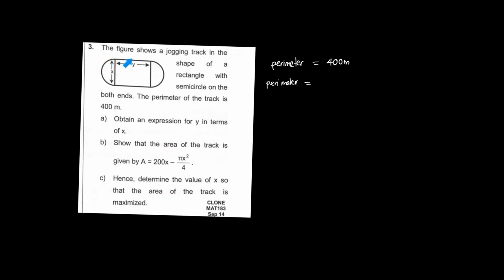We need to add this section right here, which is your y. So you have got another y right here, means that you already have 2y. So 2y. And then we need to plus with the length of this arc. So you have got one arc right here and another arc right here, and this is actually the circumference of a circle. So think of the formula for circumference of circle.